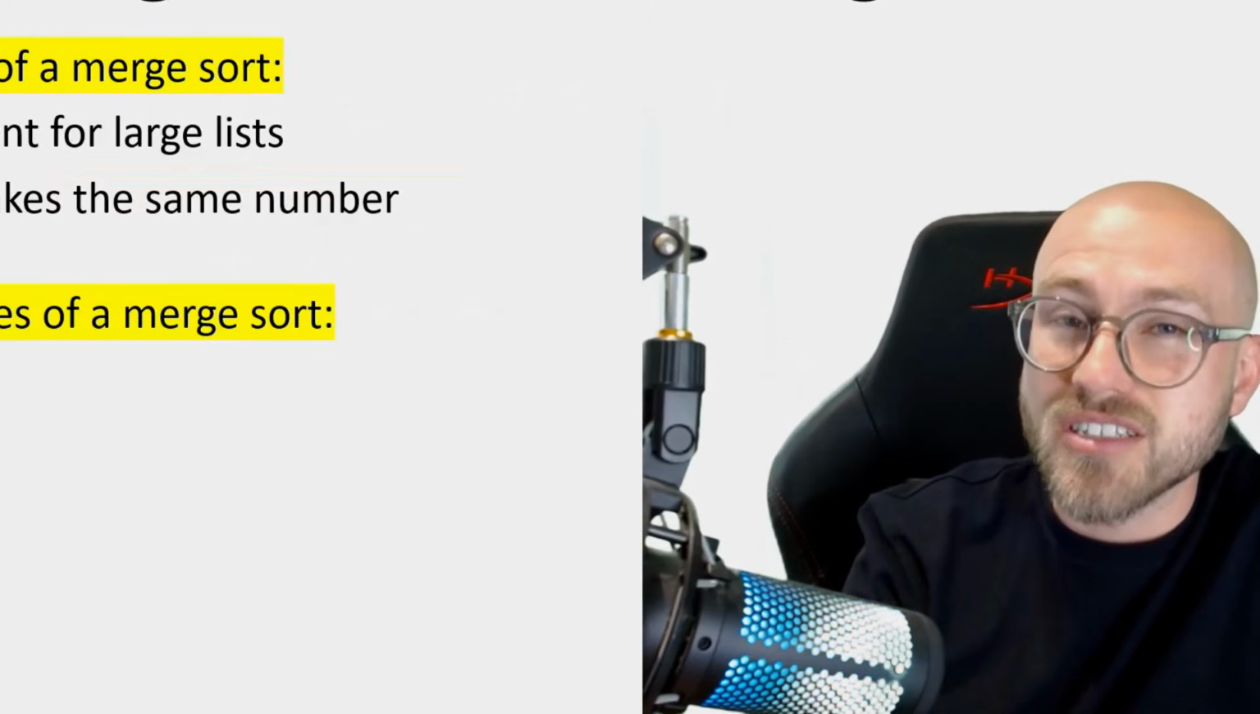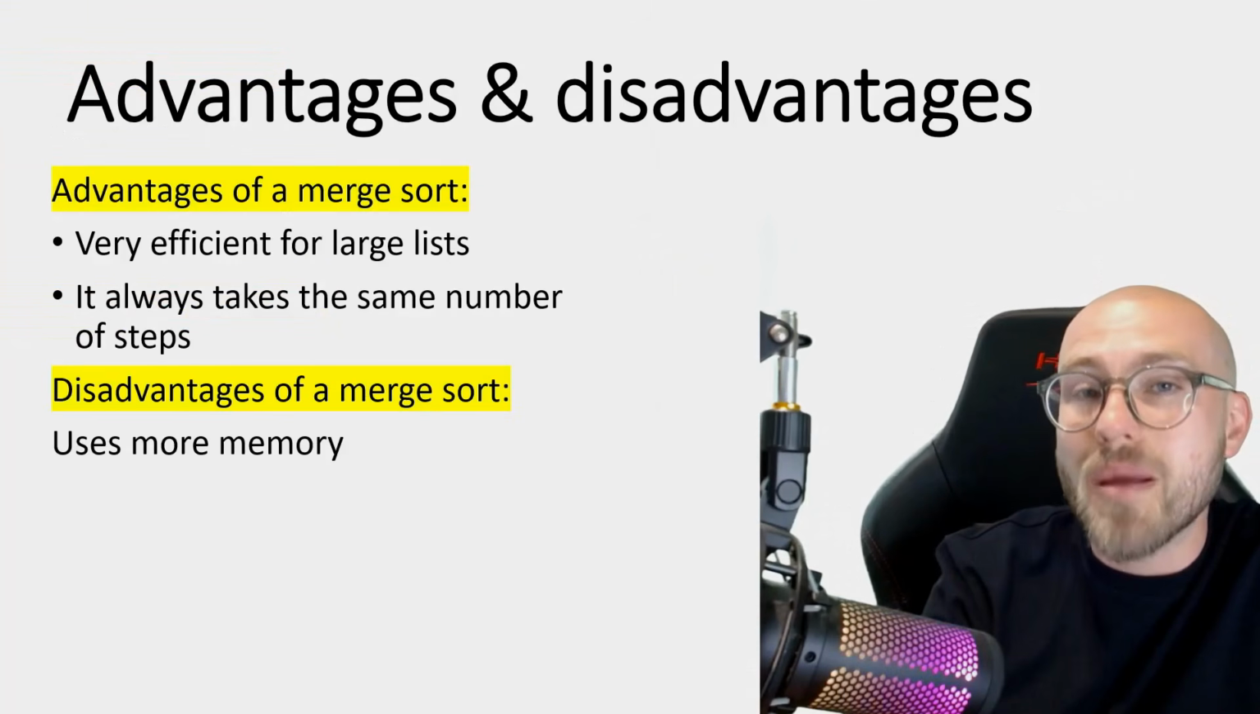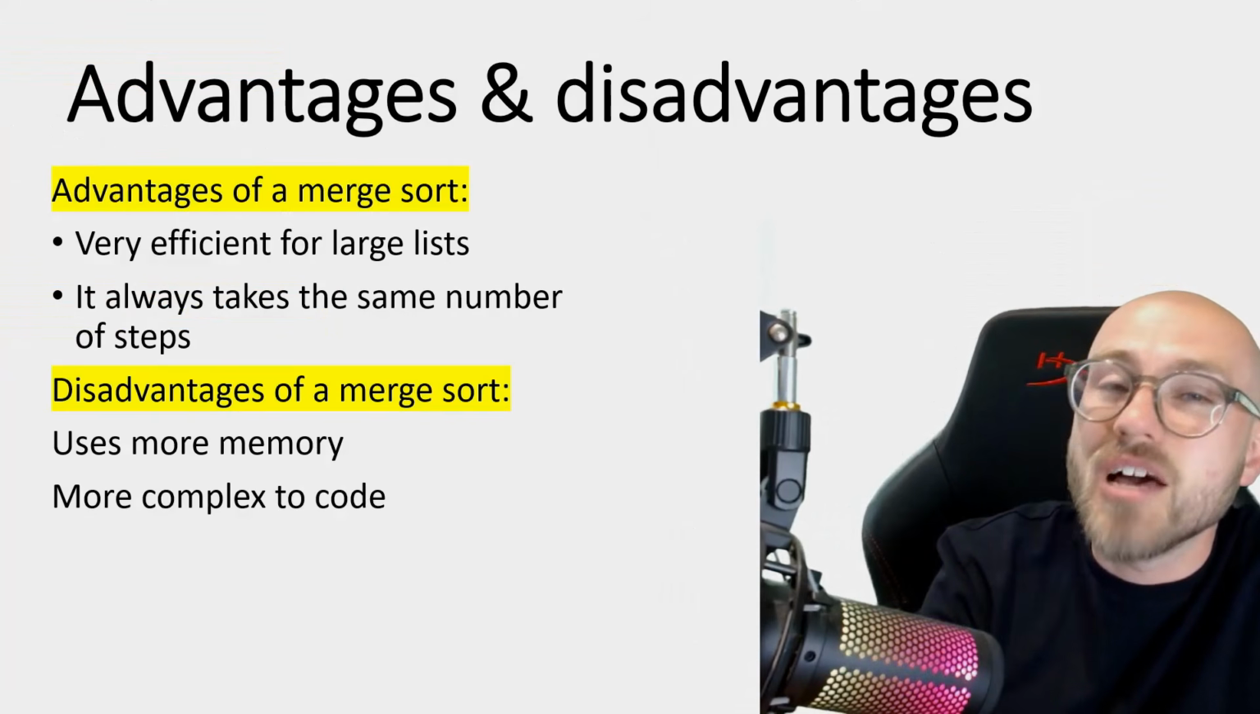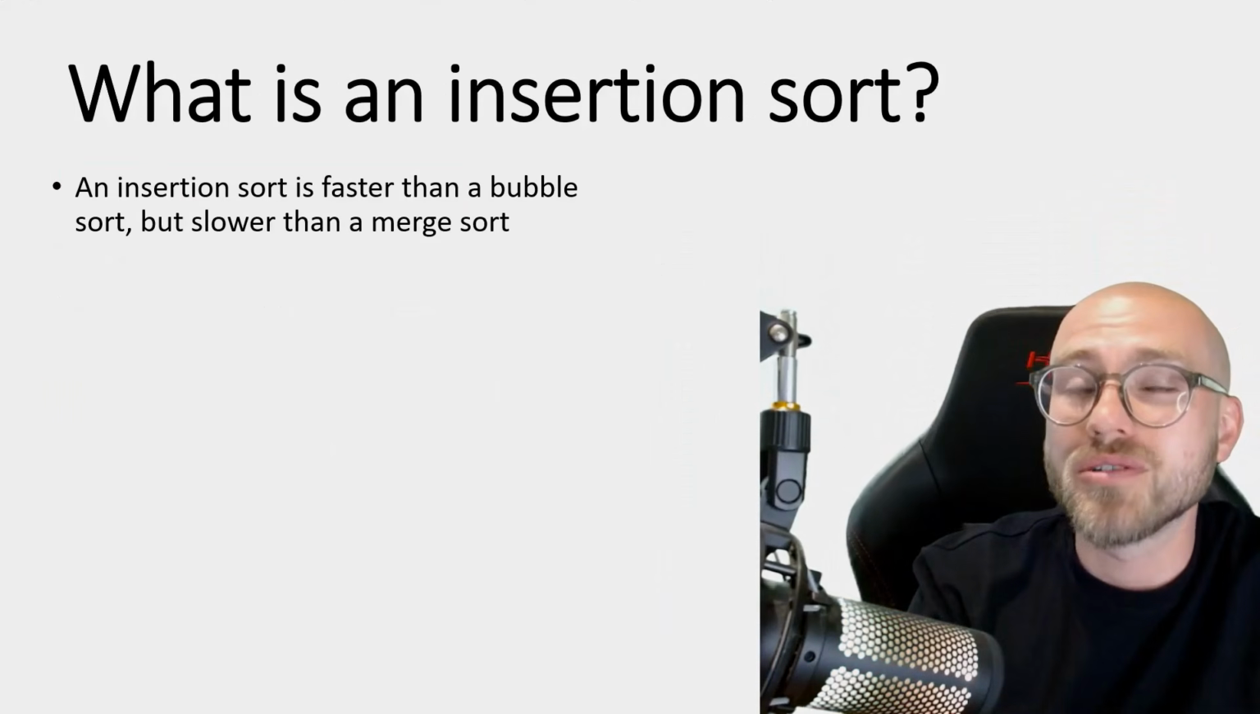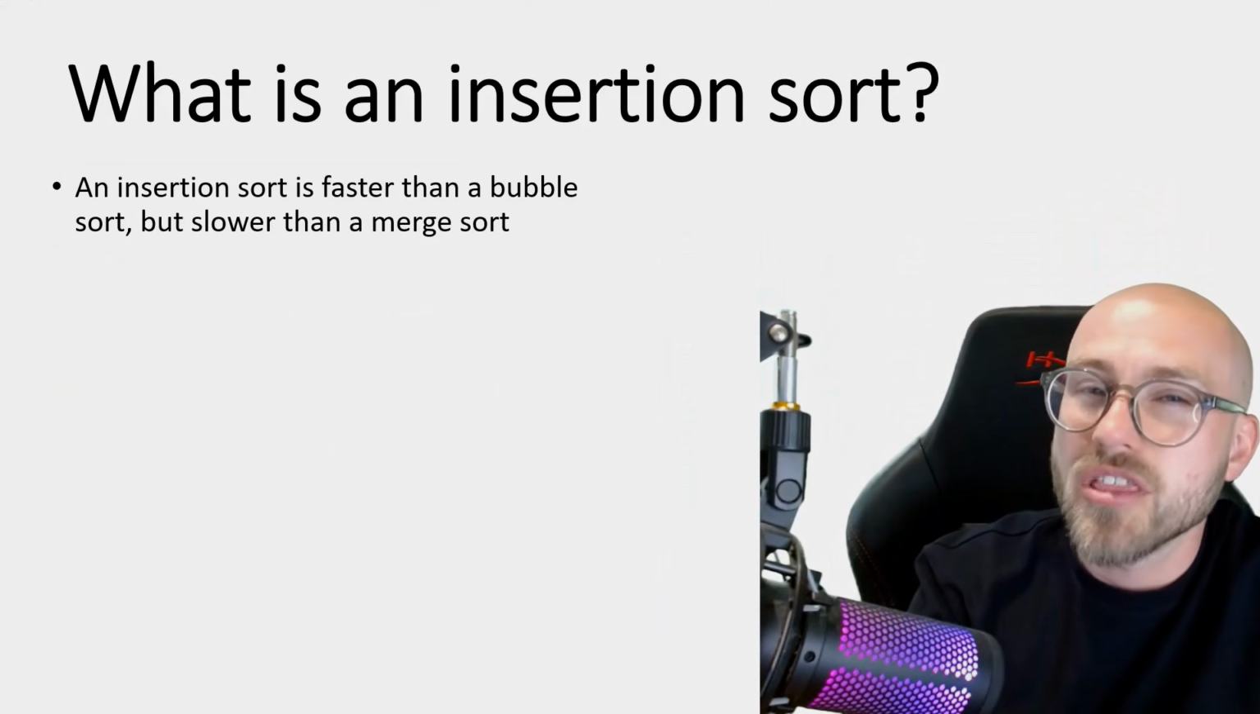So we've got some disadvantages of the merge sort. It does use more memory. If you were going to code it, it's a little bit more complex. Finally, we're going to have a look at what is called the insertion sort. It is faster than a bubble sort, because most of them are, but it's slower than the merge sort.